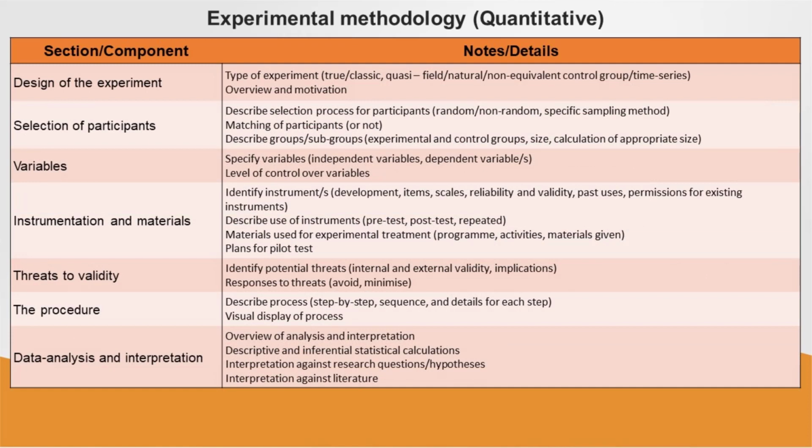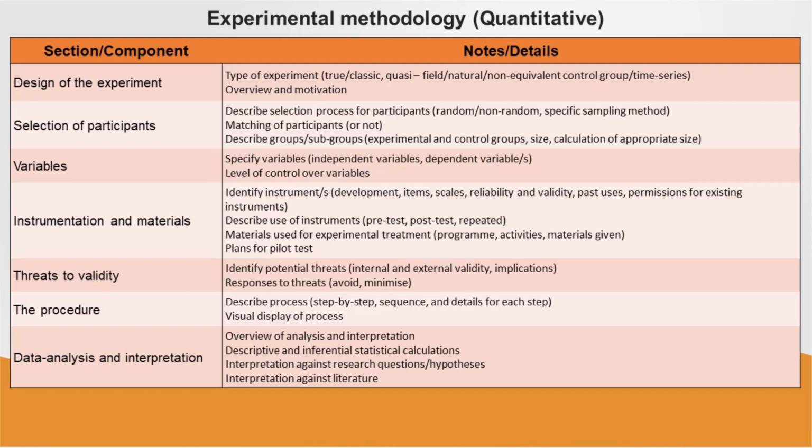Then here are some pointers you could consider for the methodological section if you are proposing a quantitative experimental research design. Firstly, the experimental design and the selection of participants. Here you define the type of experiment. Is it a true, classic, quasi-experiment? Is it a natural, non-equivalent, control group, time series, whatever the specific type of experiment is, and give an overview and motivation of this.